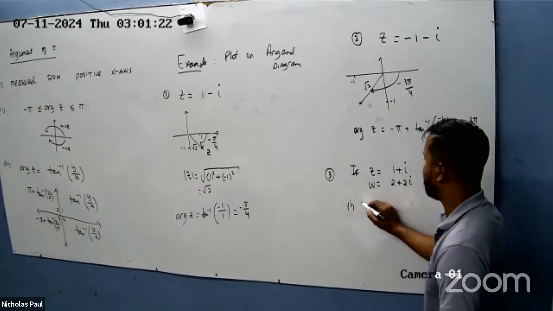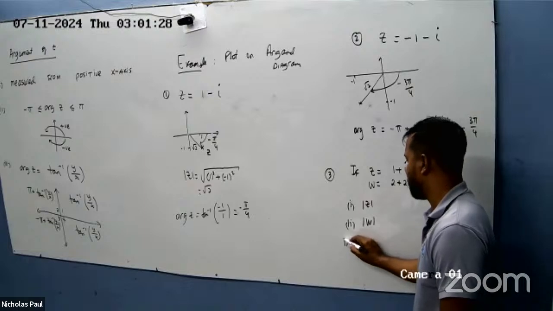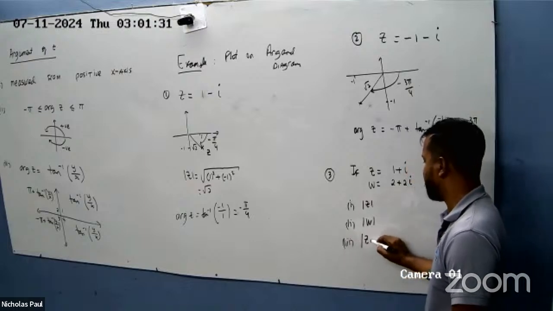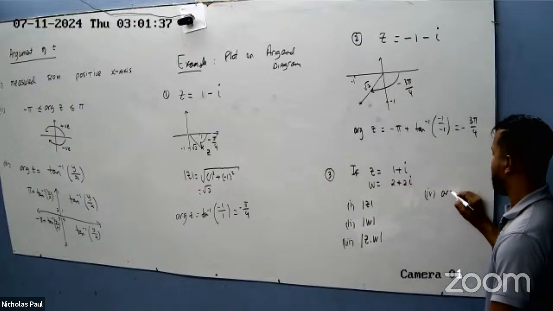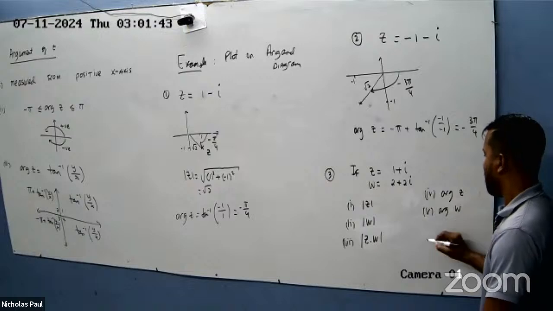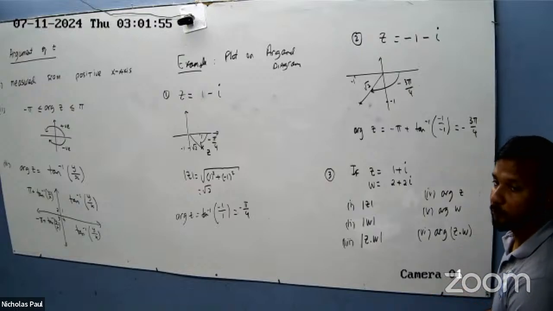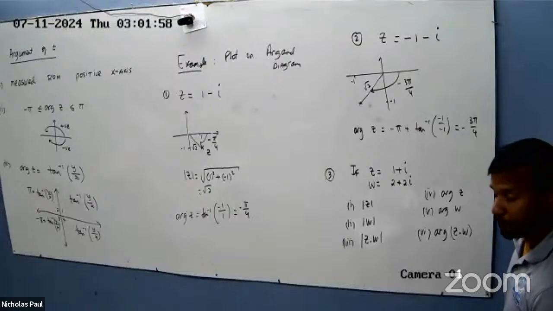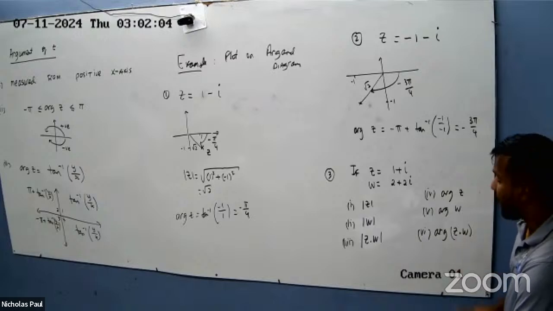So I want you to get the modulus of z, the modulus of w, and then the modulus of z by w. Forget the argument for now. Then find the argument of z, the argument of w, and the argument of z multiplied by w. Basically, finding two arguments and then one later. No, find z by w, and then find its argument.